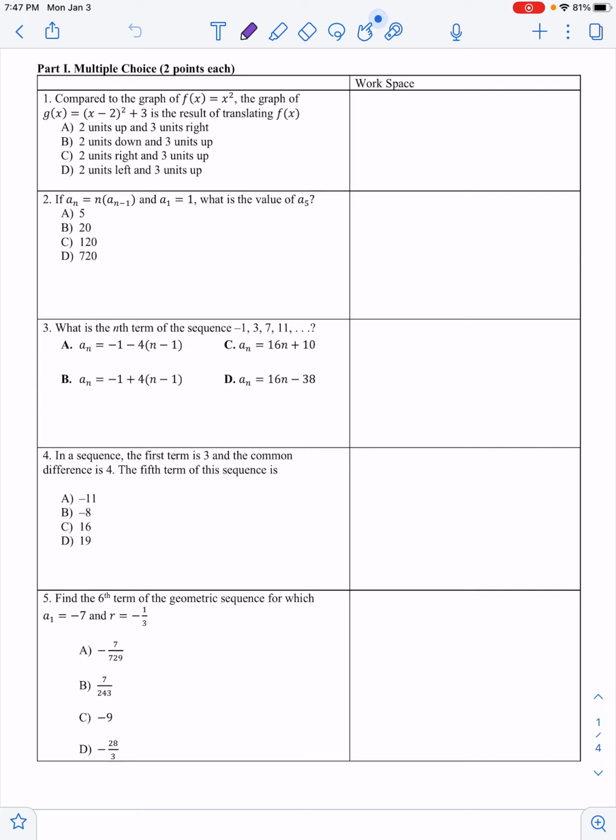Question 1 says compared to the graph f of x equals x squared, the graph of g of x equals (x minus 2) squared plus 3 is the result of translating f of x. So we're going to take g of x and decipher what's happening. Remember we had said that inside the parentheses, these are our left and right shifts.